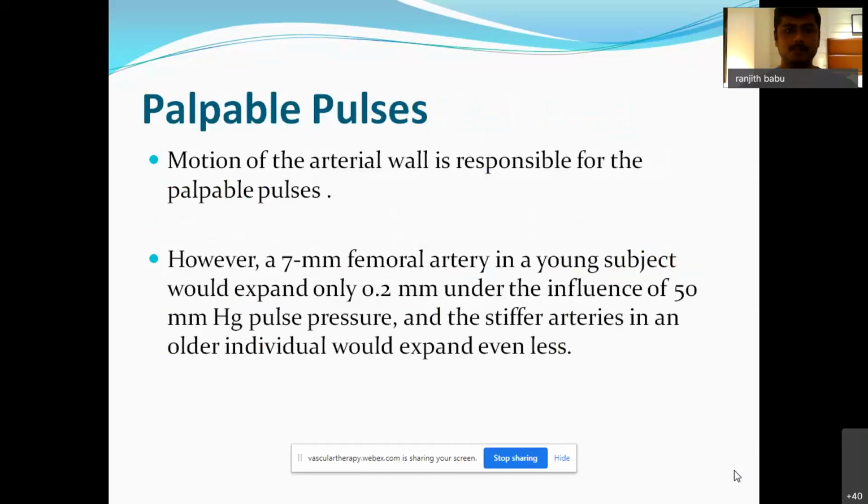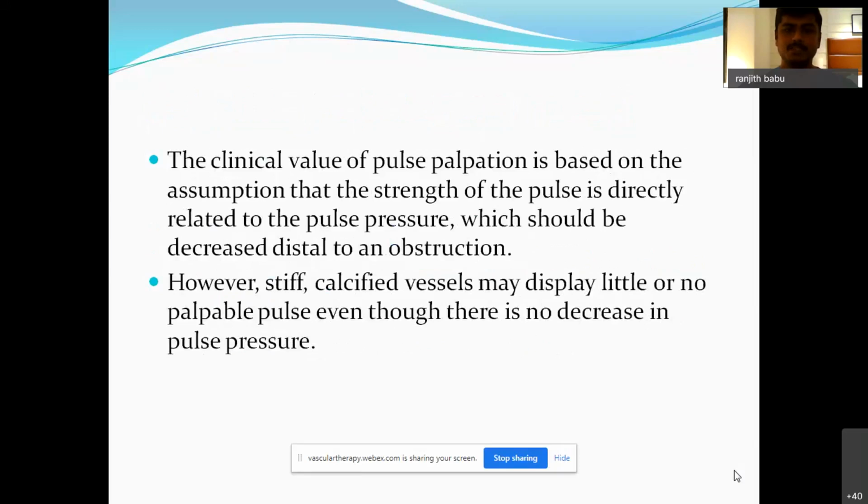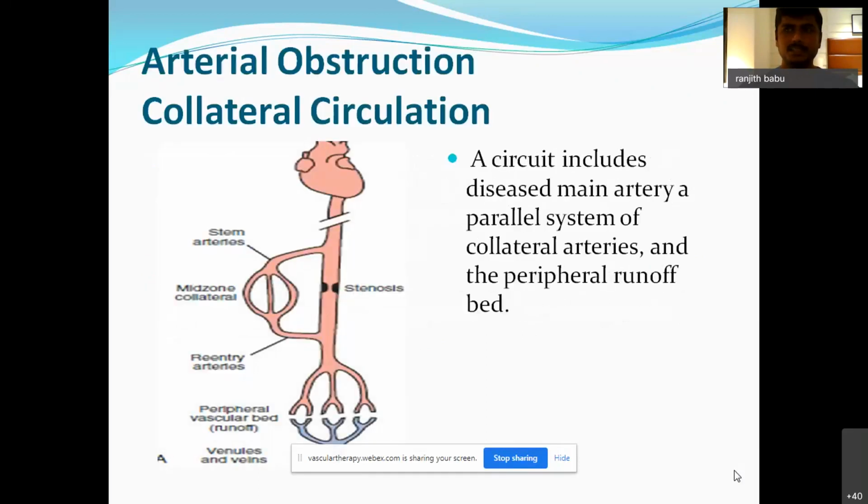Next, I will move on to the palpable pulses. The motion of the arterial wall is responsible for the palpable pulses. However, a 7 mm femoral artery in a younger subject would expand only 0.2 mm under the influence of 50 millimeters of mercury of pulse pressure, and the stiffer arteries in older individuals would expand even less. The clinical value of pulse palpation is based on the assumption that the strength of the pulse is directly related to the pulse pressure, which should be decreased distal to obstructions. However, stiff and calcified vessels may display little or no palpable pulse, even though there is no decrease in the pulse pressure.